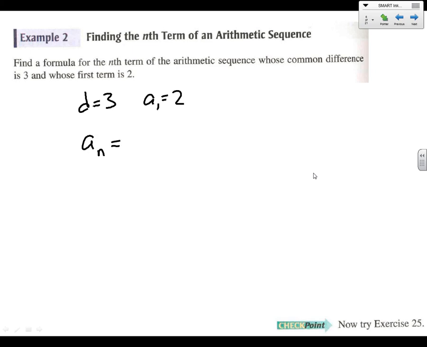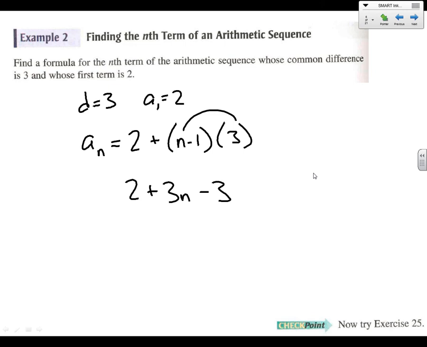The nth term is the first term plus n minus 1 times D, times 3. Let's just distribute here and we'll clean it up. 3n, right? The 3 is going in there, minus 3, and we're going to get -1 plus 3n, or 3n minus 1 for a sub n.